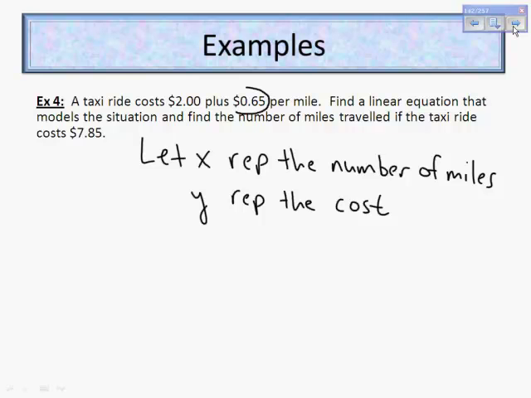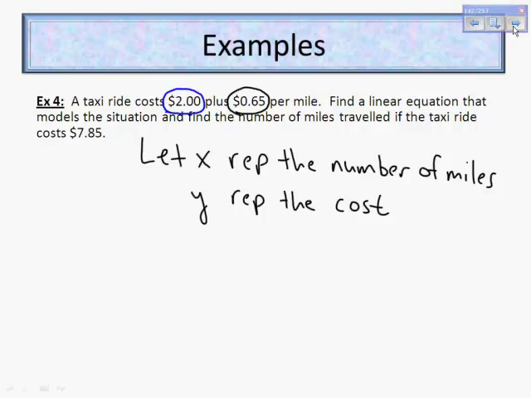It's changing by 65 cents because depending on how many miles I ride in the taxi, how much they charge me is going to change, because it's 65 cents per mile. So there's my slope, and then my y-intercept is that fixed cost that they're going to charge me no matter what. They're going to charge me $2 no matter whether I go 1 mile, 2 miles, 20 miles, 30 miles. They're going to charge me that flat rate of $2 and then 65 cents per mile.